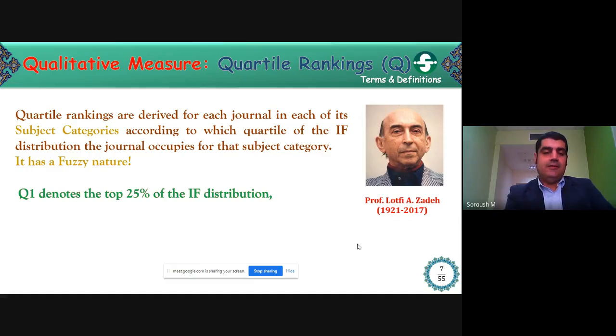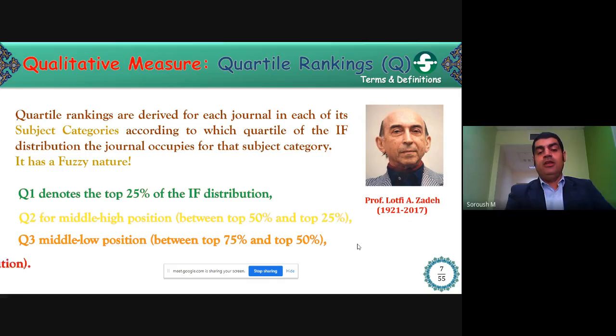We can see that the first quarter belongs to the 25% of the highest IF distribution, which is called Q1, and the middle high position refers to the journals which are in the second category, which we say Q2, and then Q3 and Q4.